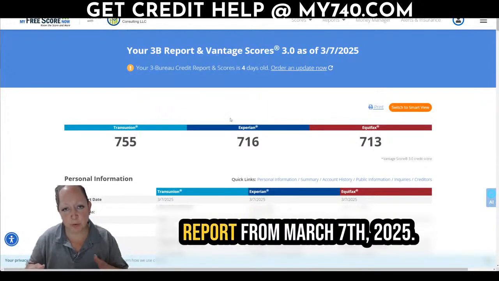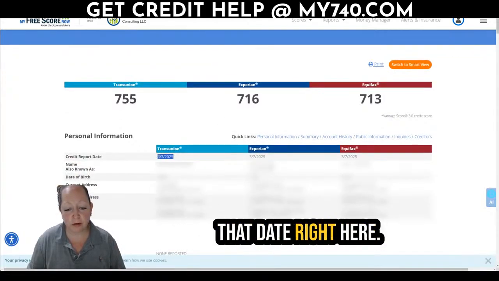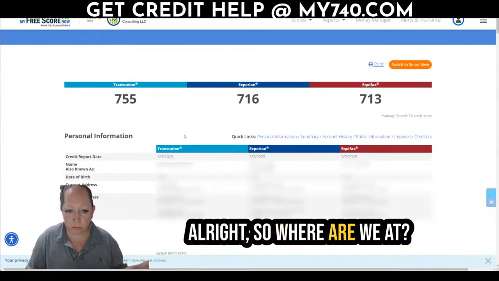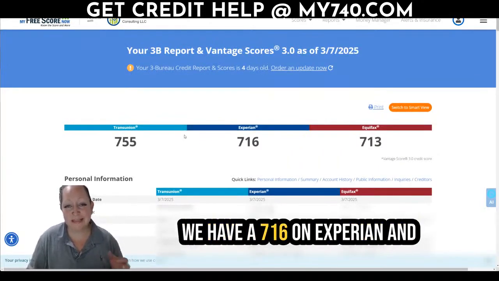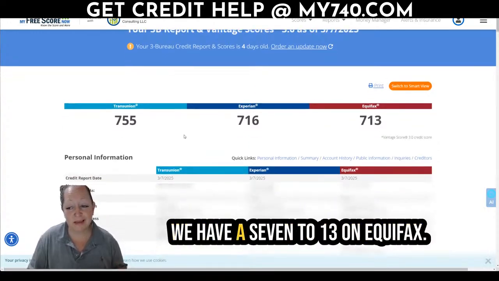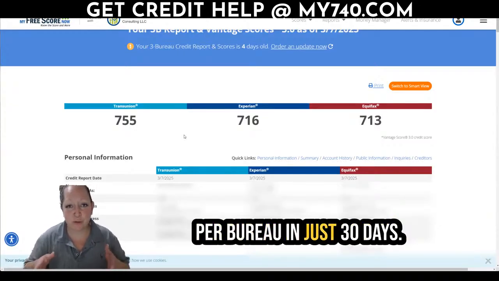Here we are with today's report from March 7th, 2025. You can actually see that date right here. All right, so where are we at? We have a 755 on TransUnion, a 716 on Experian, and a 713 on Equifax. Yeah, that means 200 points per bureau in just 30 days.